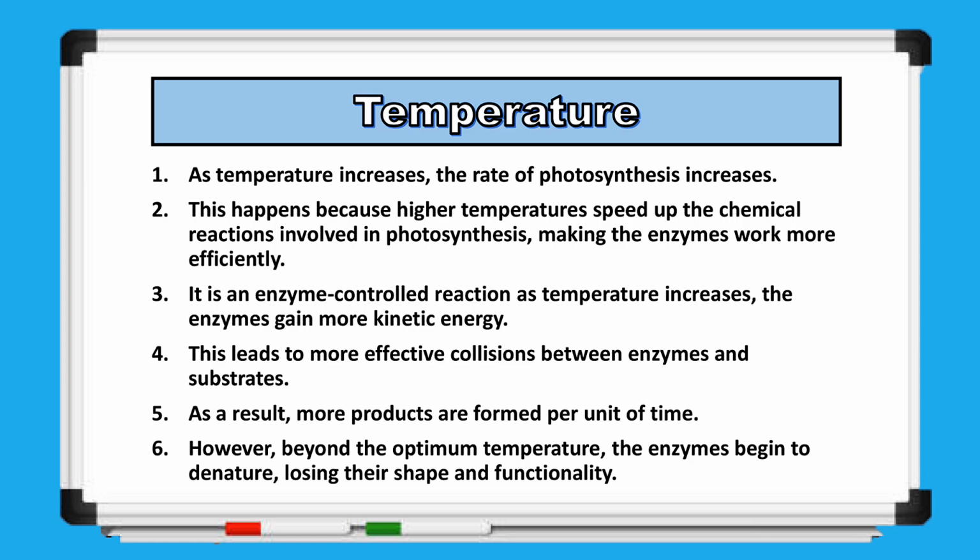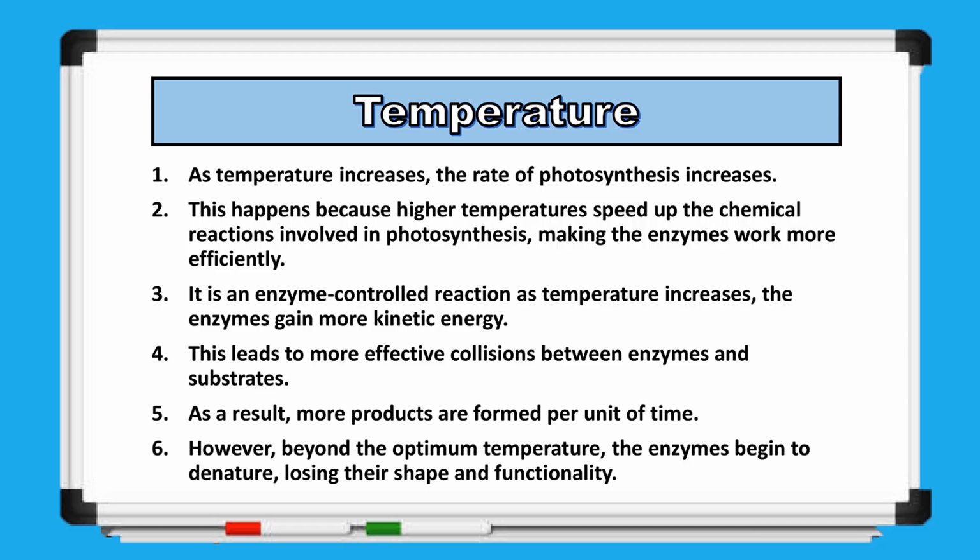Finally, we come to temperature. Temperature plays a crucial role because photosynthesis is controlled by enzymes, and enzymes are very sensitive to temperature. As temperature rises, the rate of photosynthesis increases. This is because the enzymes involved in the reaction gain more energy. With more energy, they move faster, collide more often with the substances they act on, and produce more reactions per second. This rise continues until the enzymes reach their most efficient point.